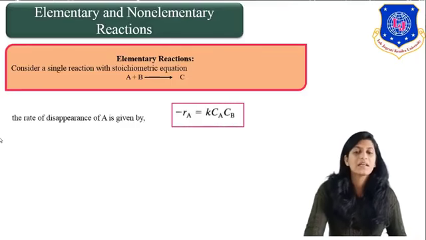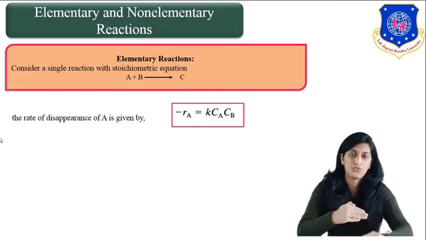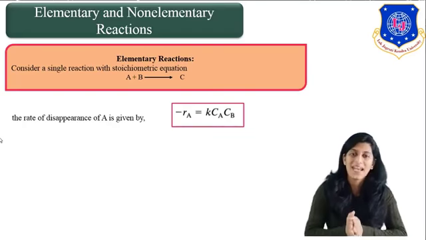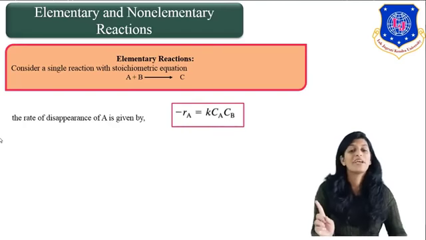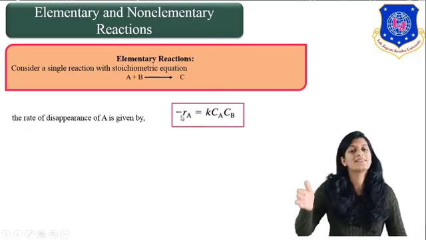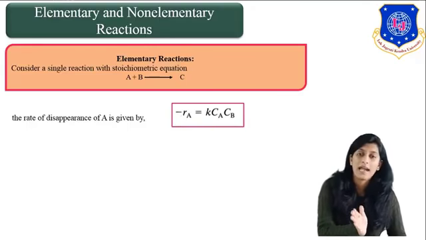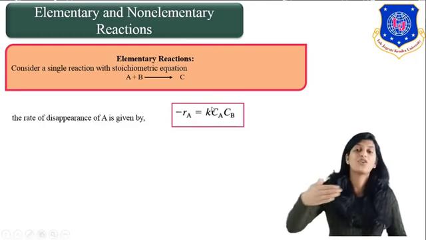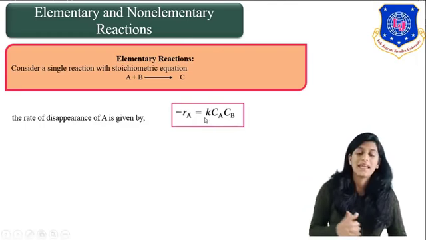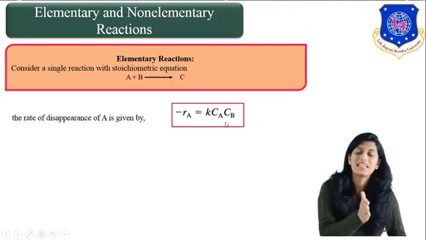So for this, rate of reaction, that is rate of disappearance of A, can be written as minus Ra equals K Ca into Cb, right? Why are we putting the minus sign here? Because A is the reactant and it is going to get consumed, and then only product can be formed. So minus Ra is representing rate of disappearance of A, K is the rate constant, Ca concentration of A, Cb concentration of B. So this is elementary reaction.